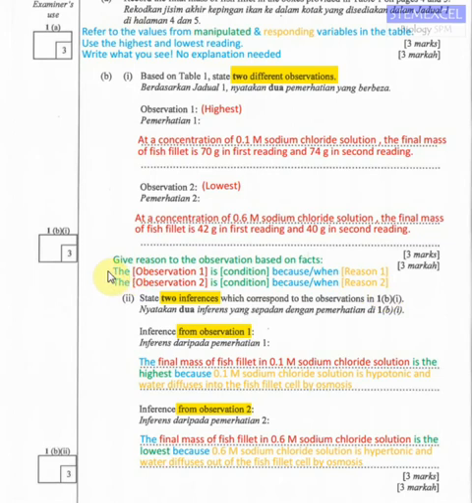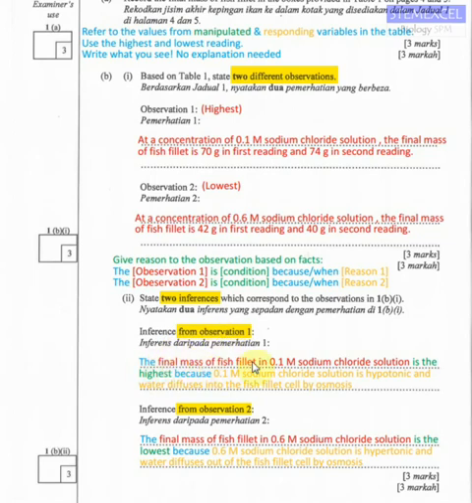First of all, you need to remember inference means that you have to give a reason. The format could be something like this. The observation 1 is, what is the condition, because of, and then give a reason. To illustrate what I meant, you can start something like this. So this is based on observation 1.